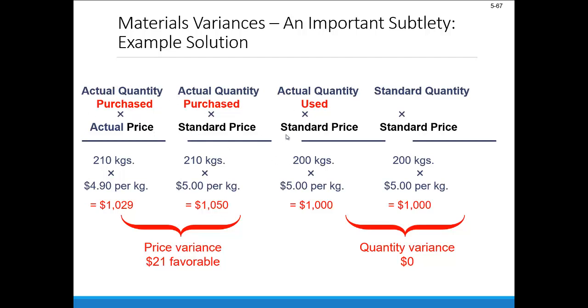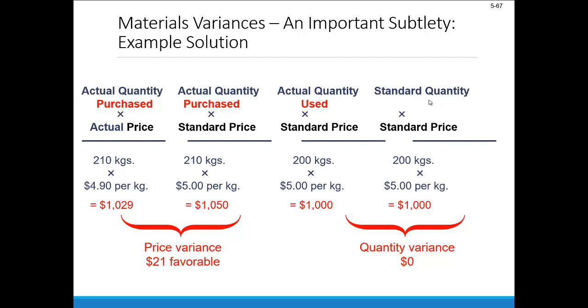Okay, so now we've got essentially two as-if budgets in the middle here. One's got the actual quantity used at the standard price. The other's got the actual quantity purchased at the standard price. That way we can better disentangle this price variance on everything we've purchased from the quantity variance on everything we've used. So let's fill out the numbers here for this example.